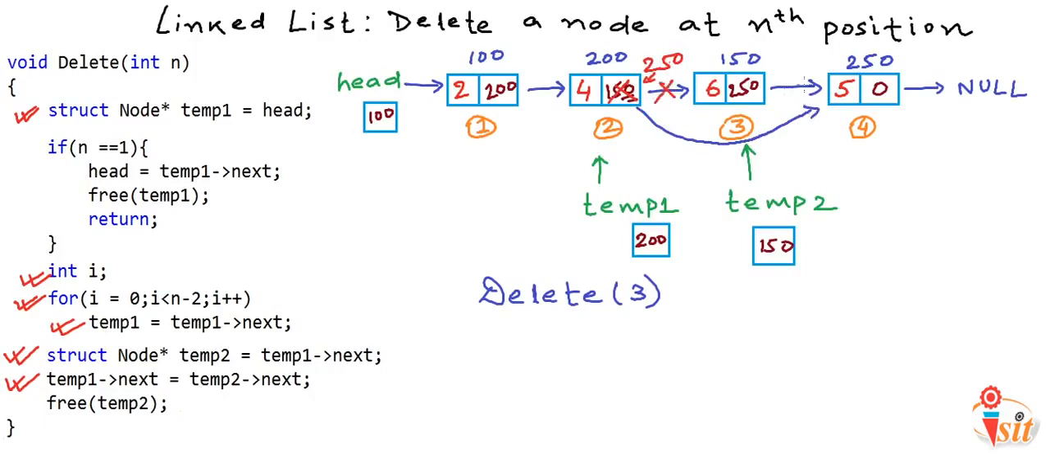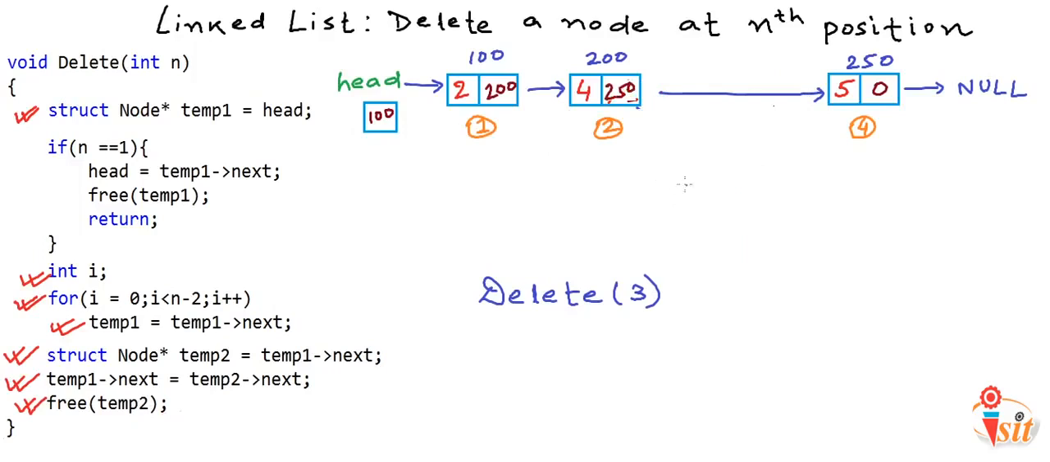So we have fixed the links, and now finally we are saying that free the memory which is being pointed to by temp2. So now this third node, the memory block, will be deleted from the memory. And once this function execution finishes, all the local variables temp1 and temp2 will be cleared, and this is what the list will be. This node at address 250 will now be the third node. So this was deleting a node at a particular position in the linked list.